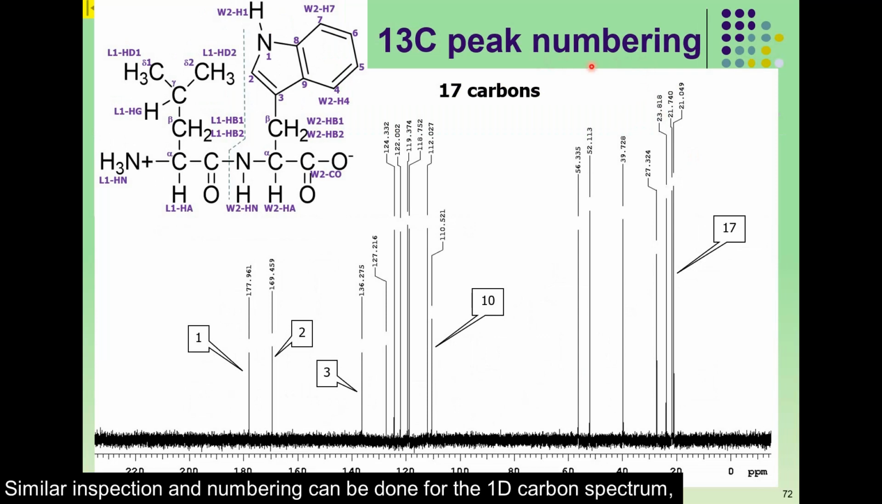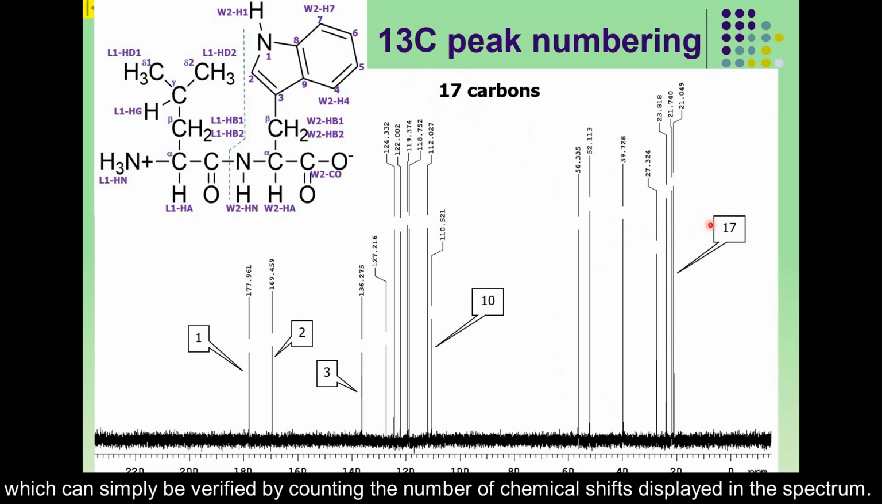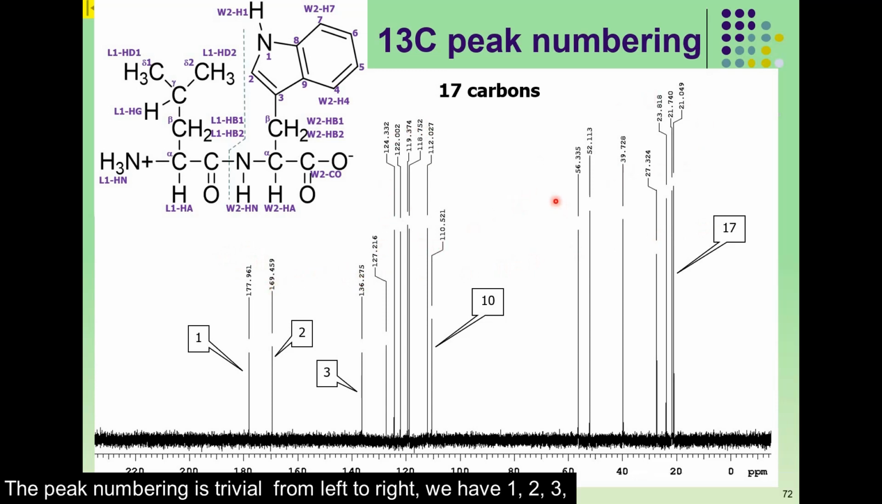Similar inspection and numbering can be done for the 1D carbon spectrum, as shown in this slide. There are 17 carbons in the molecule, and 17 carbon peaks observed, which can simply be verified by counting the number of chemical shifts displayed in the spectrum. The peak numbering is trivial. From left to right, we have 1, 2, 3, and then 4, 5, 6, 7, 8, 9, 10, 11, 12, 13, 14, plus 3, which equals 17.